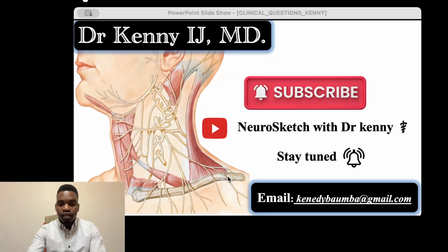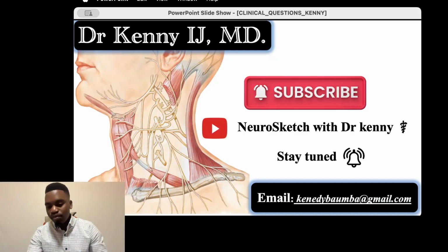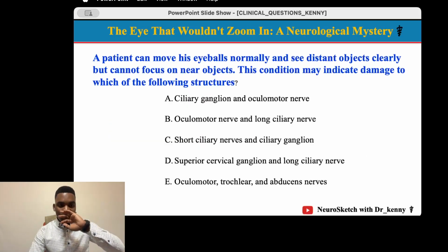So I have a question here, and we go straight to the question. It is based on extraocular muscles and all other knowledge that may be applicable. The patient can move his eyeballs normally and see distant objects clearly, but cannot focus on near objects. This condition may indicate damage to which of the following structures?